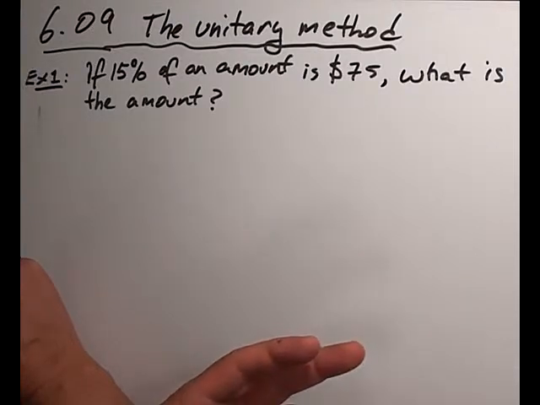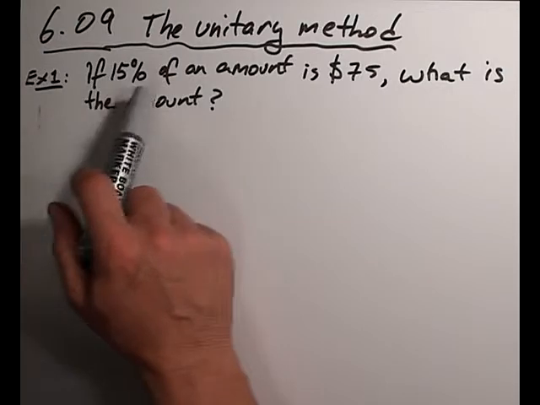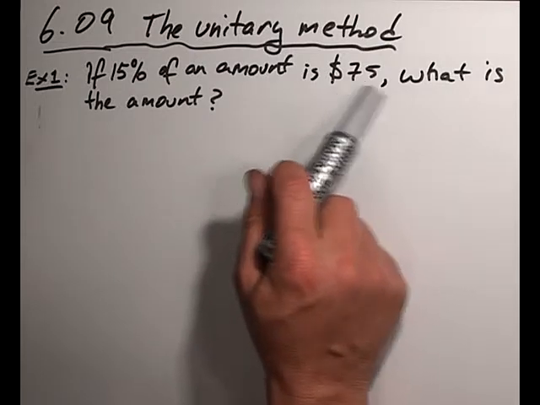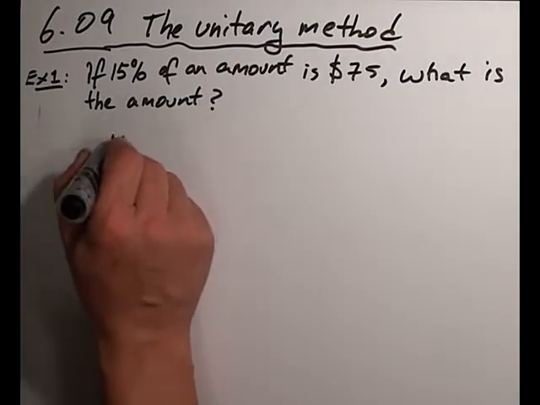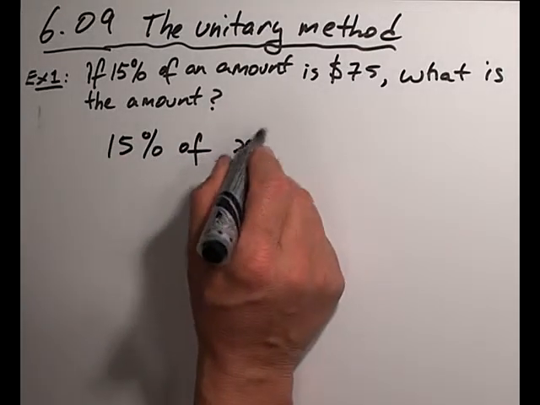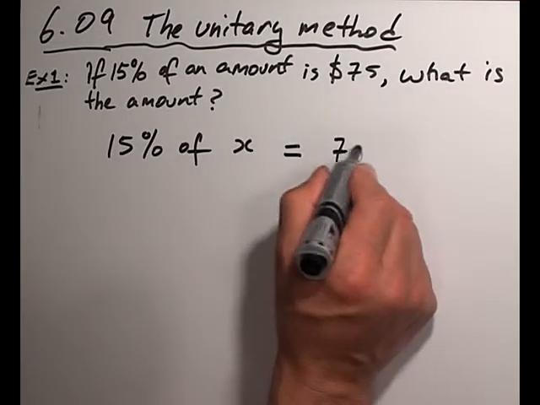And with the unitary method, we first find what is 1%. And from that, we calculate the whole percent, or the 100% value. So for example, if 15% of an unknown amount is $75, what is that whole amount? Let's put that in mathematical terms. I know that I've got 15% of some amount that we call X, that's going to be equal to $75.